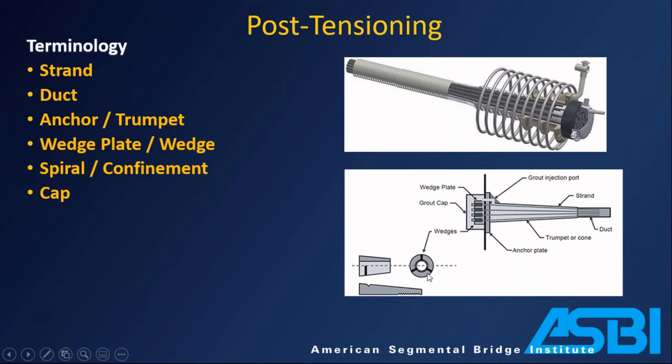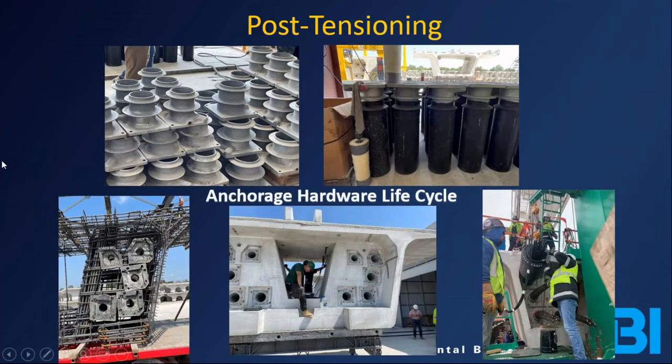These wedges are usually 3-part wedges with teeth on them. That's what grabs into each individual strand and holds it fast into this wedge plate that bears against the anchor plate. You also have a spiral or some kind of confinement reinforcement, and that helps the concrete handle that big compression load that the anchor is transmitting to it locally. And then you have the ducts sort of along the length. Oh, I forgot the cap, but we'll talk about the cap in a minute.